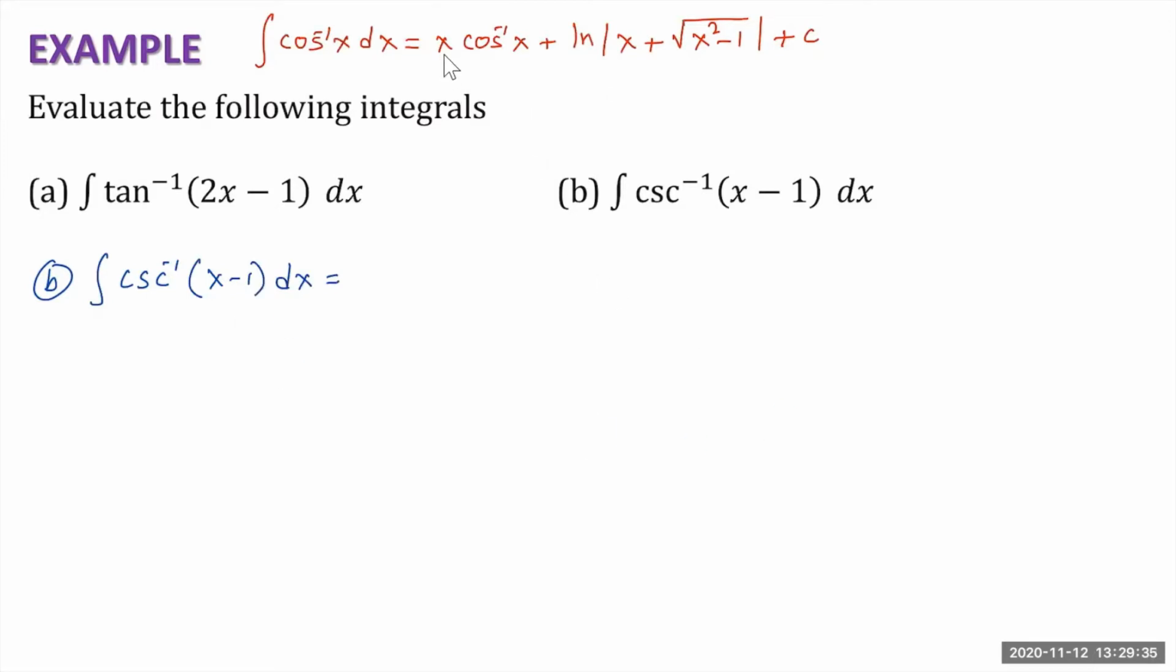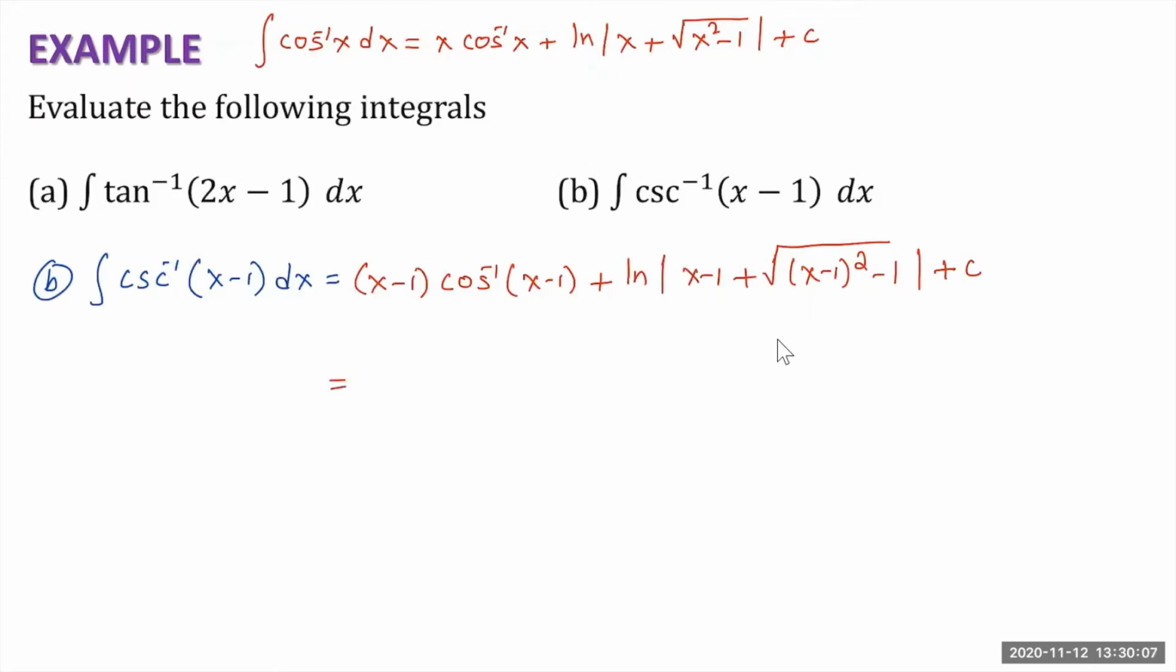Okay, so we have x, but that is x minus 1 in this case. Cosine inverse in place of x, x minus 1, then plus the natural log of absolute value of x minus 1 plus the square root of x minus 1 squared minus 1 plus c. We have to divide here by the derivative of the inside function. That is, we are dividing by 1, so this will not change. It will remain just like that.